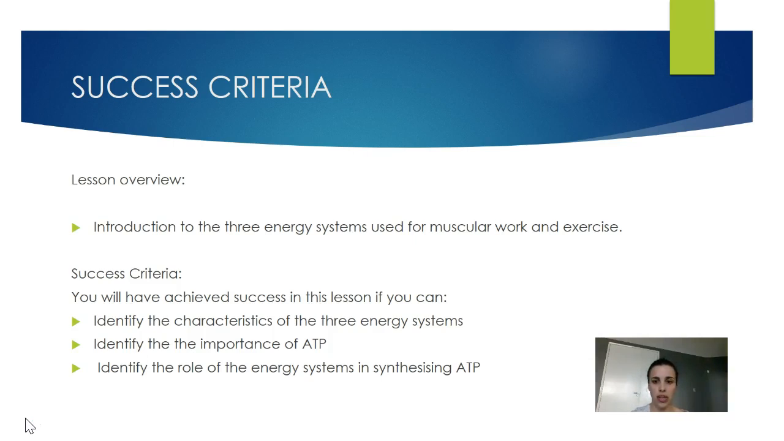Our success criteria for today: a brief introduction to the three energy systems used for muscular work and exercise. You will have achieved success in this lesson if you can identify the characteristics of the three energy systems, identify the importance of ATP, and identify the role of the energy systems in synthesizing ATP.